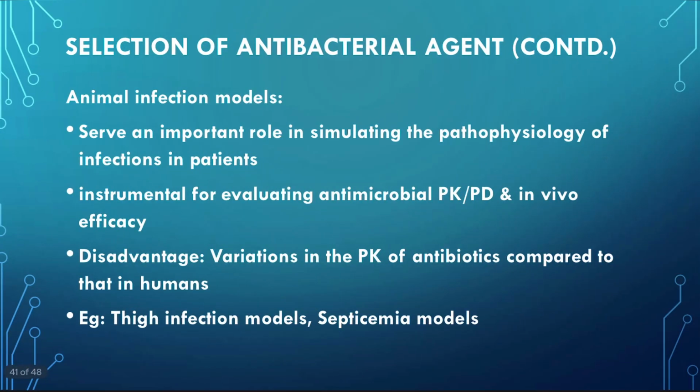Then we have different infection models, that is animal infection models, which are useful for finding the antibacterial efficacy of novel antibiotics. These animal infection models simulate the pathophysiology of the infection in patients, that is the pathophysiology of the particular disease against which we are trying to find an effective antibiotic. Here also PKPD modeling is very important because it helps us find the pharmacokinetic and pharmacodynamic parameters, and hence progress to the clinical phase of development of the antibiotics.